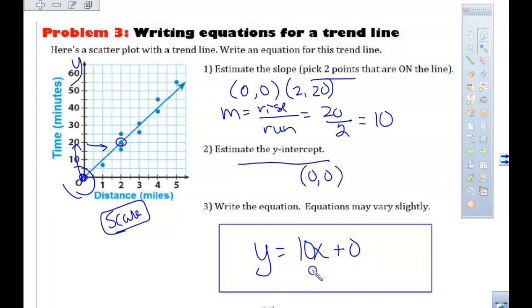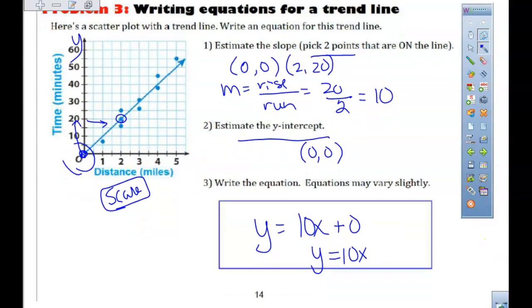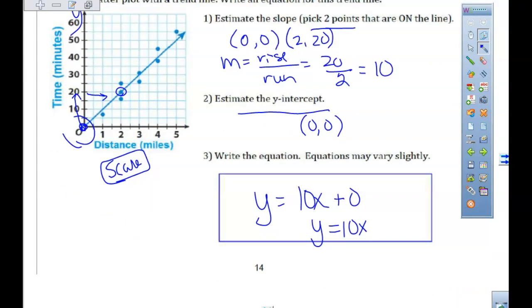Could someone else have just said y equals 10x for my equation? So now what I'm going to ask you to do is say, what if you did 3.5 miles? I wonder what your time would be. You could actually go up on this graph and see it looks like it should be like 35. You could actually estimate that. We are also going to be asking you to use your equation when you do that.